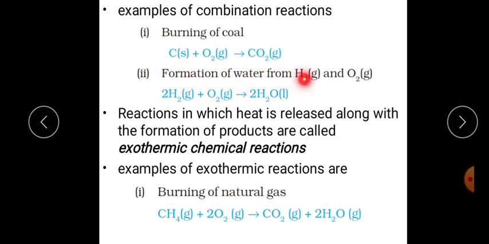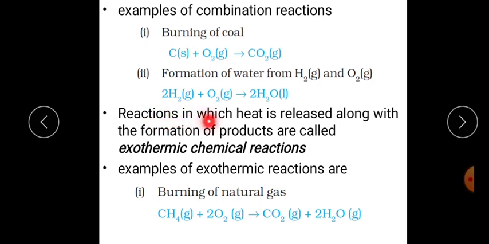Formation of water, that is from hydrogen and oxygen gas. So 2H2 in gaseous form and oxygen in gaseous form react to form water, that is 2H2O, in a liquid form. So these reactions explain the combination reaction, where we get one single product after reacting two reactants.